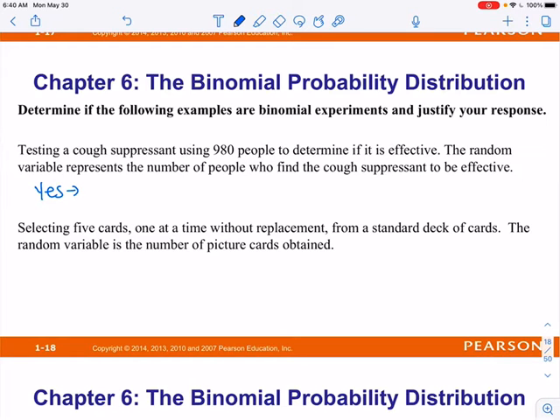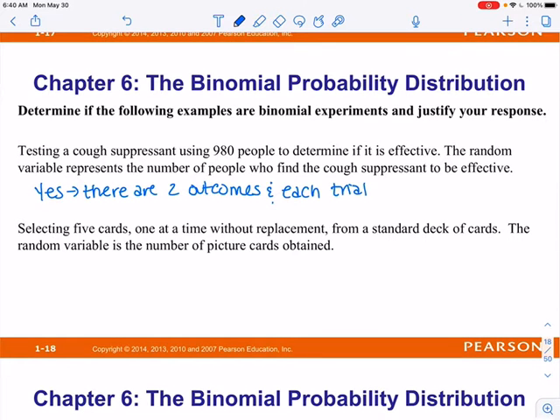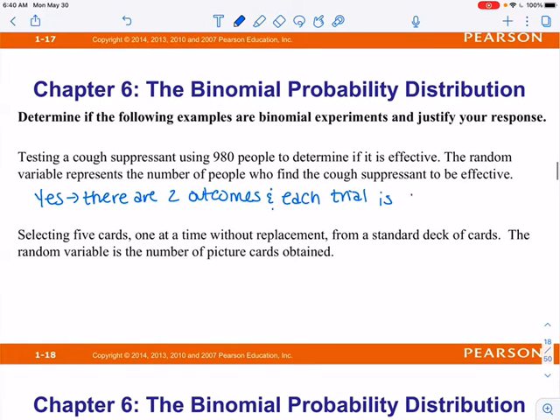Okay. There are only 2 outcomes. It's either going to be successful, the cough medicine is going to work, or it's not, and each trial is independent. Again, if it works for me, doesn't mean it's going to work for someone else. There are 2 outcomes, and each trial is independent.